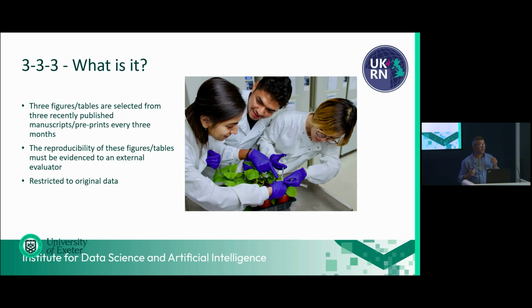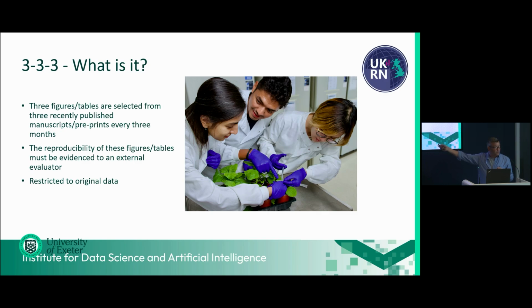The idea comes from the Sainsbury lab in Cambridge. They work on plants. Here they are, bothering a plant. And what they do is they have a 3-3-3. They select 3 PIs in their lab. They select 3 of their preprints or publications and 3 tables or figures from each of those. In a random spot check for reproducibility, they must demonstrate the reproducibility of those findings to an external assessor. I mean, external in some sense. It's restricted to original data.